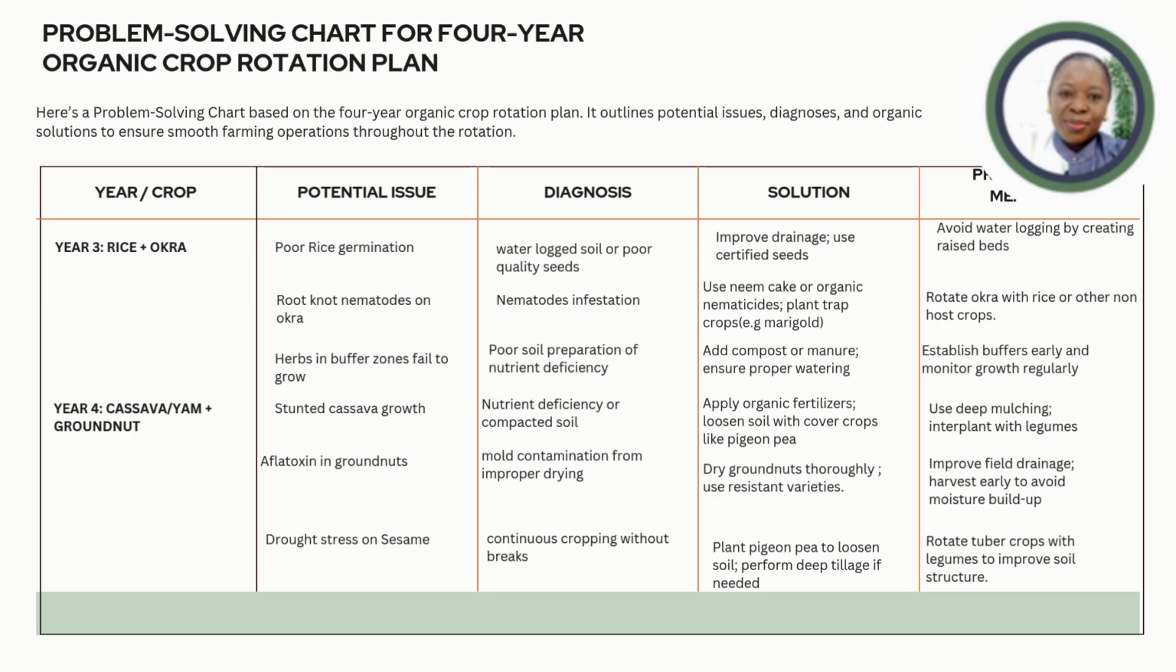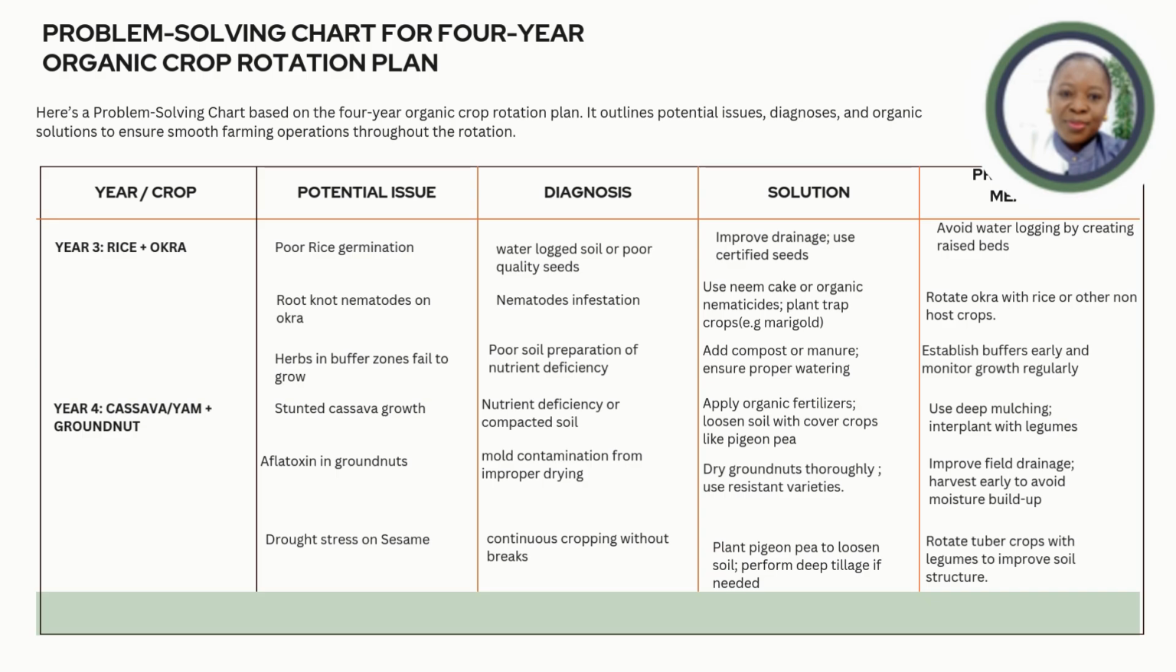Potential issue 2, year 3: root knot nematodes on okra. Diagnosis: nematode infestation. Solution: use neem cakes or organic nematicides. Plant trap crops such as marigold. Preventative measures: rotate okra with rice or other non-host crops.